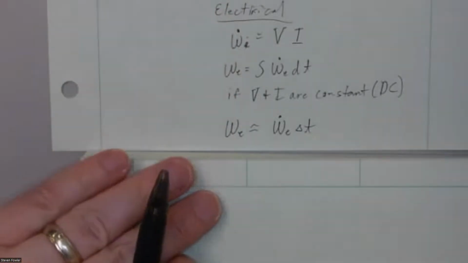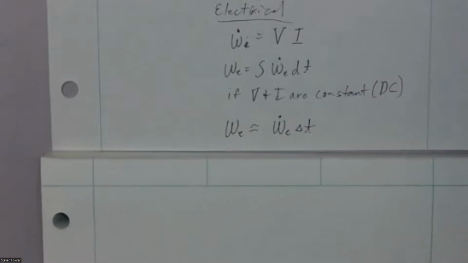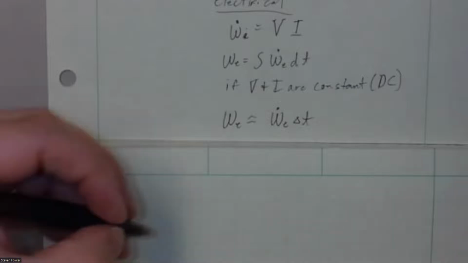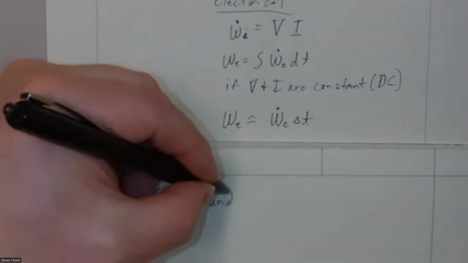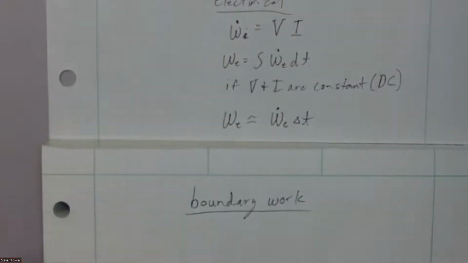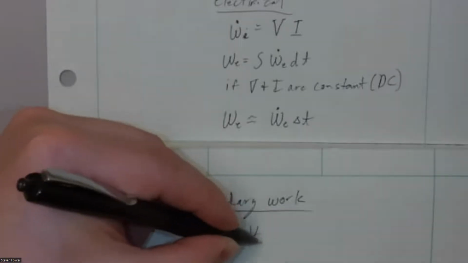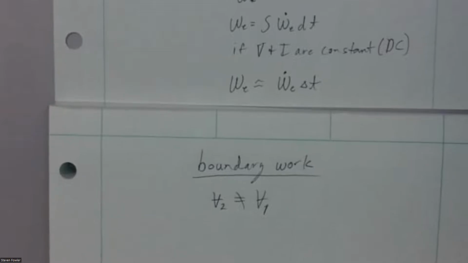A common type of work we can encounter a lot: you could just simply have a force applied through a distance, but you could also have a paddle wheel or some other kind of shaft that's just providing a set amount of work. You could finally have what we call boundary work. So boundary work occurs when the volume changes. V2 is not equal to V1. That volume does not change spontaneously. Something has to occur to do that.